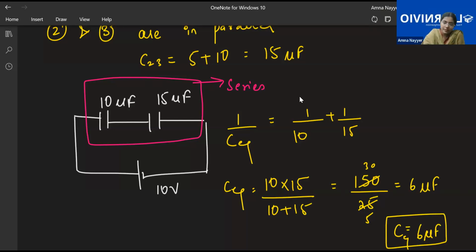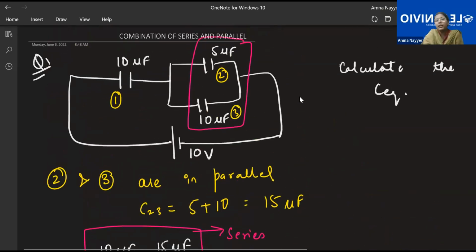We will do more questions. But now we are doing a combination of series and parallel. Individual basics we have studied. Please write down this one.